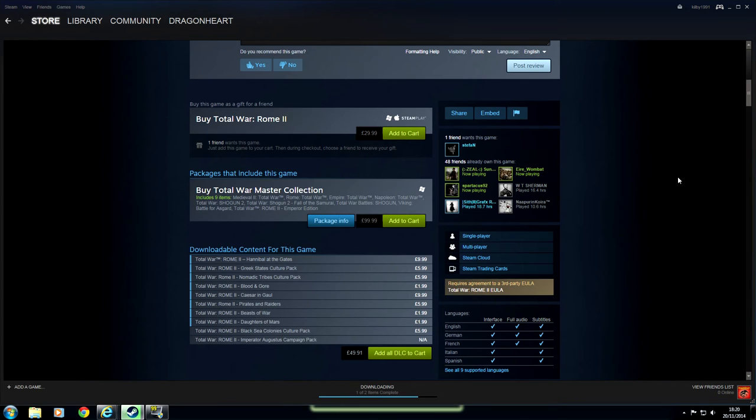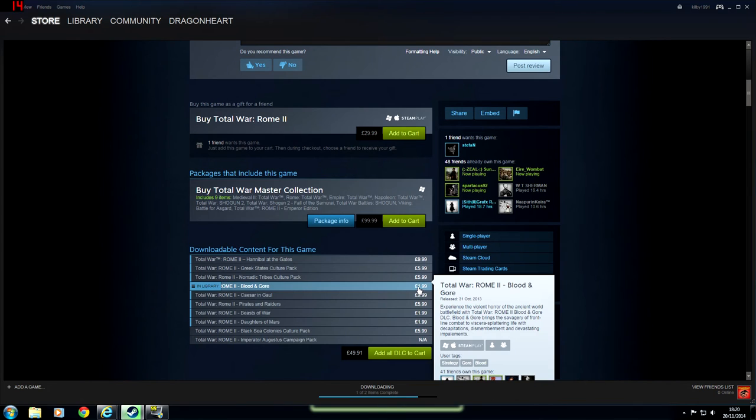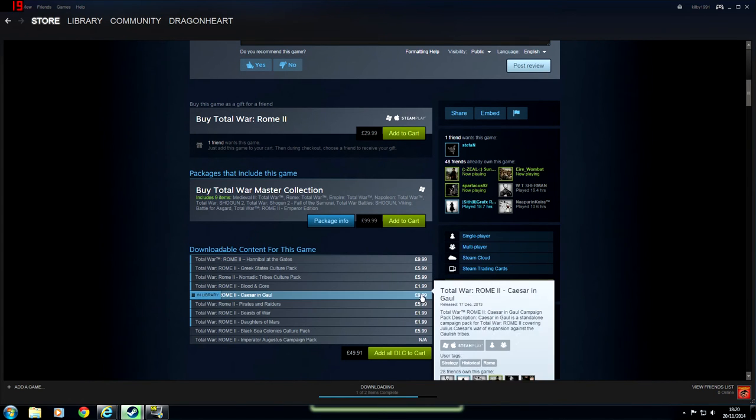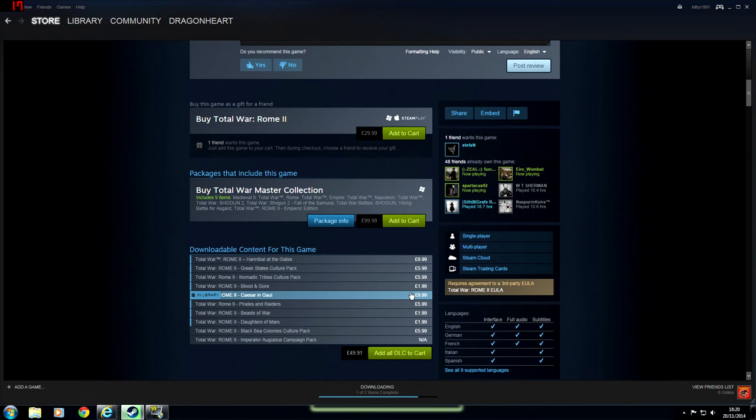What they should do is have blood and gore as an option on the special effects menu, on the graphics menu. Do you want to have blood and gore on or off, yes or no? That should not be a DLC, yet again paying money for something which should have been in the game on release. Caesar in Gaul, again, this is one which I agree with.